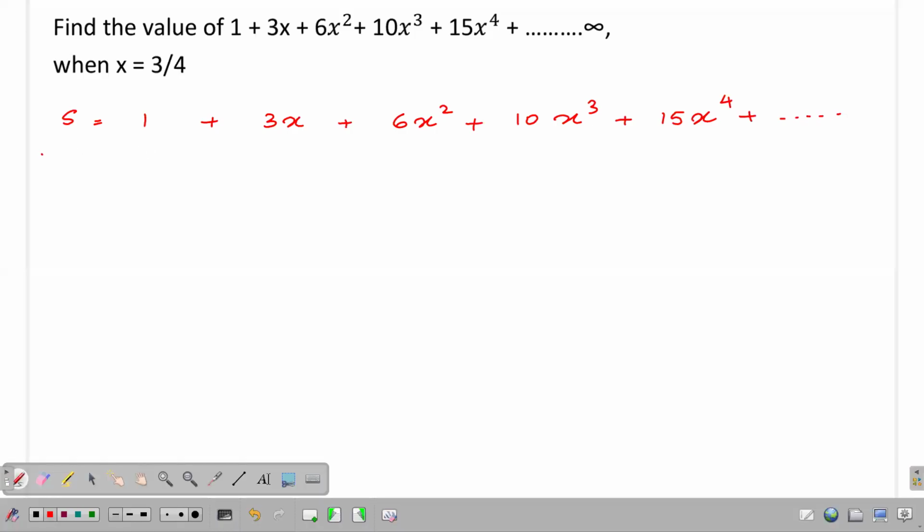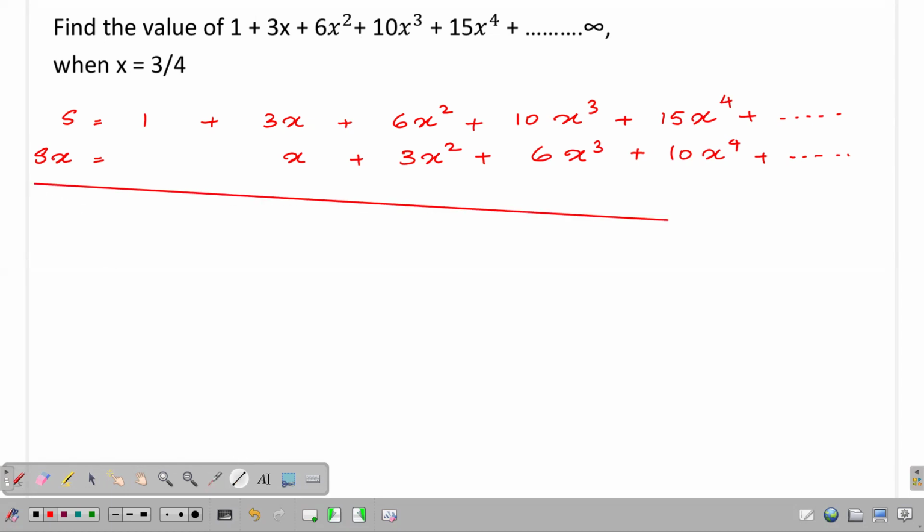Let me just try what is s into x. That will come here as x plus 3x square plus 6x cube plus 10x power 4 plus so on and so forth. Just see, I'm multiplying this guy with x. So x plus 3x square plus 6x cube plus 10x power 4 plus, you can extend it, 15x power 5, like that it goes.